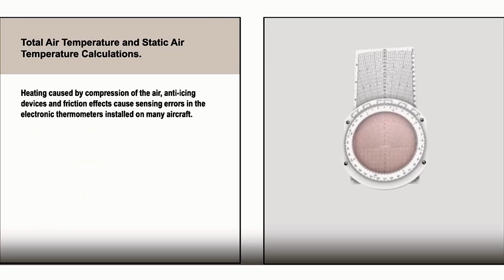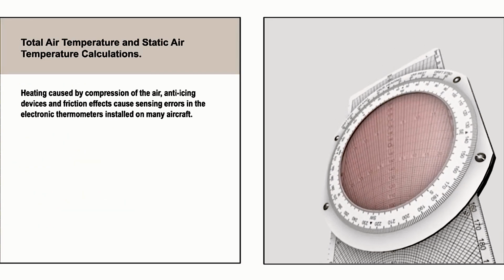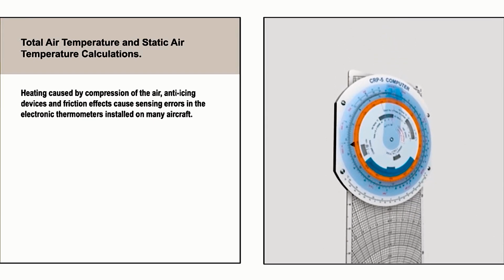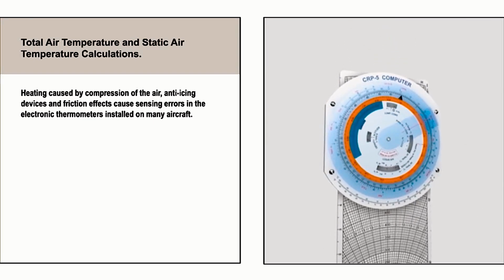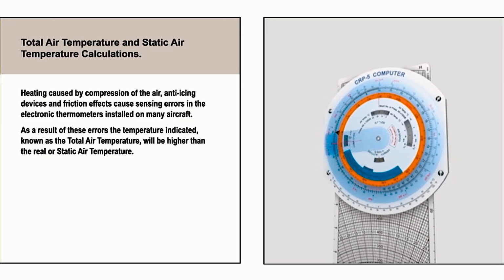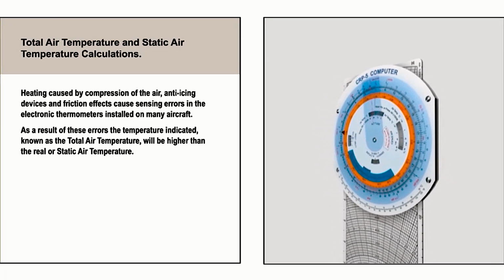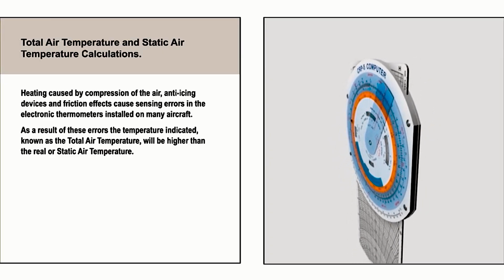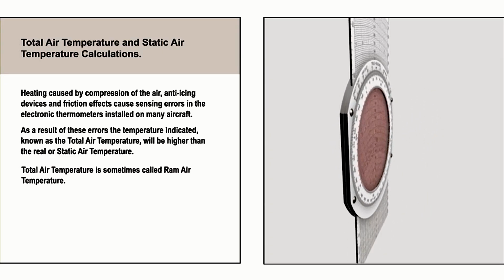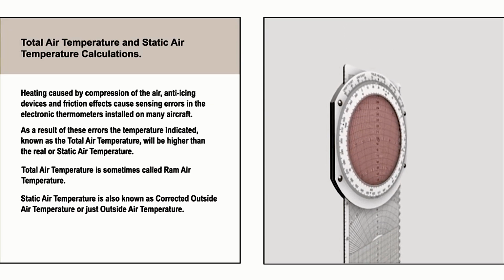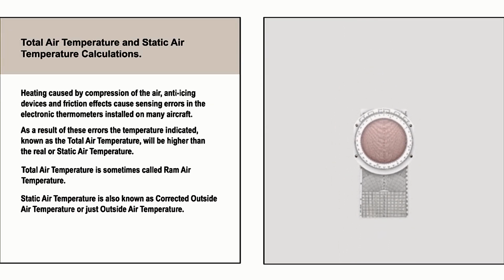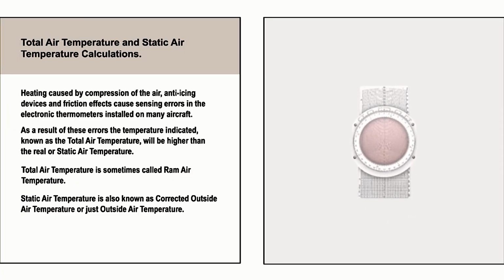Heating caused by compression of the air, anti-icing devices and friction effects cause sensing errors in the electronic thermometers installed on many aircraft. As a result of these errors, the temperature indicated, known as the total air temperature, will be higher than the real or static air temperature. Total air temperature is sometimes called RAM air temperature. Static air temperature is also known as corrected outside air temperature, or just outside air temperature.